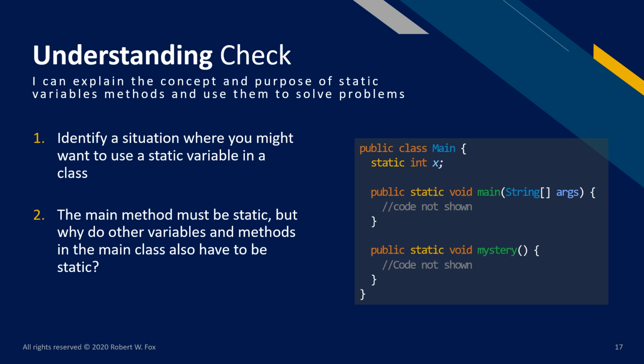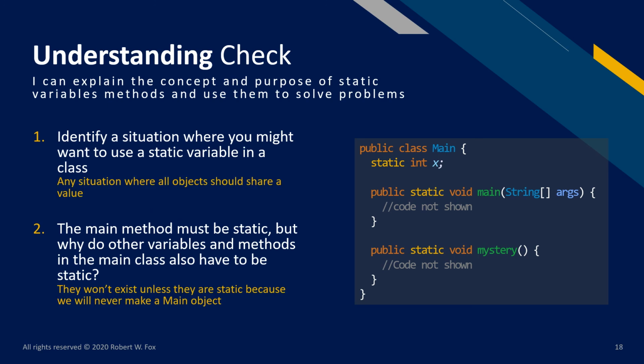And it turns out that everything in your main class, and by main class I mean the class that holds the main method, it all has to be static. So I'm wondering why that is, and if you can think about that a little bit. So a situation where you might want to use a static variable in a class, and also why would everything in the main class have to be static, not just the main method? Pause the video, and when you're ready, we'll talk about the answers.